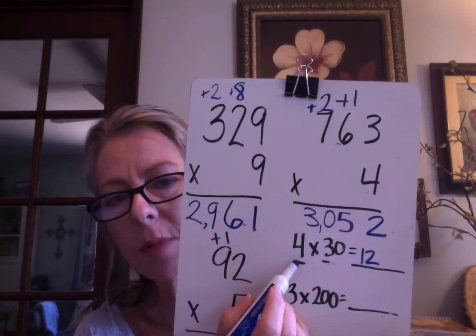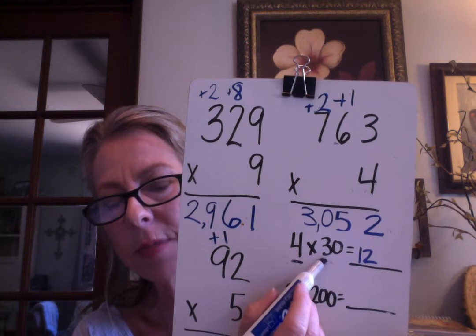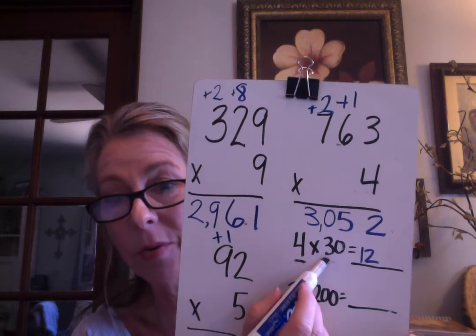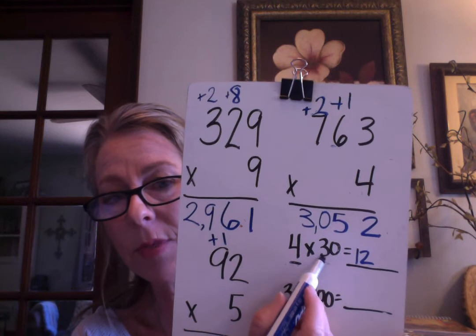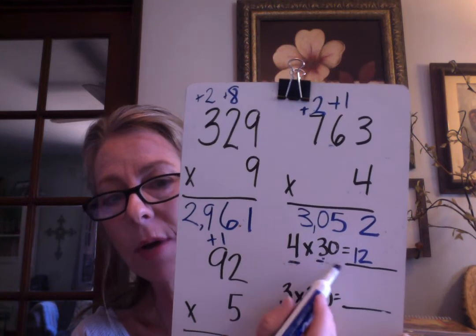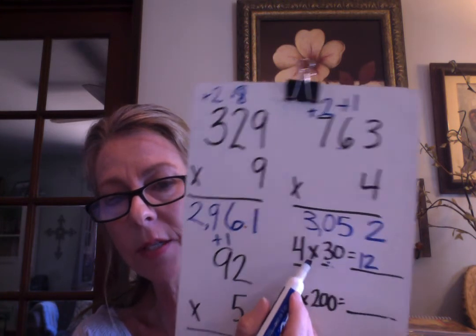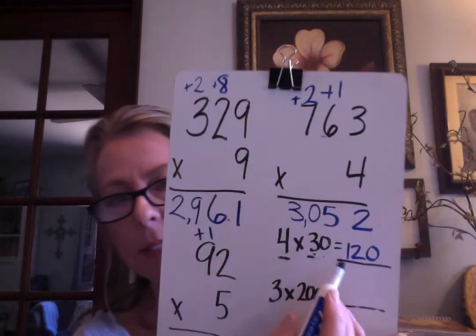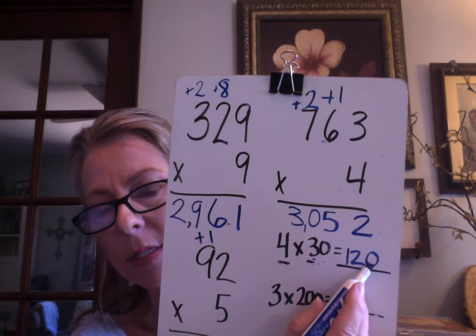And remember, multiplying the basic math facts helps us to know how to do it in our head. But we've got to remember that these were 3 tens. So I want to show that this is 12 tens. And the way I do that is I put a 0 in the ones place. There was a 0 here, so I need to put a 0 here.